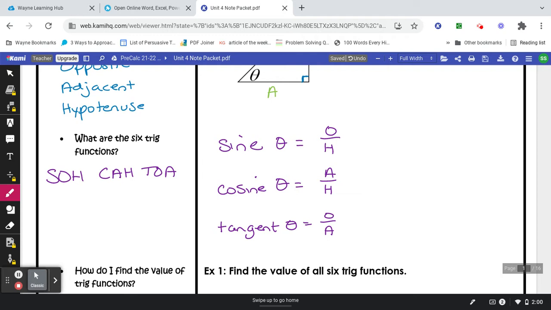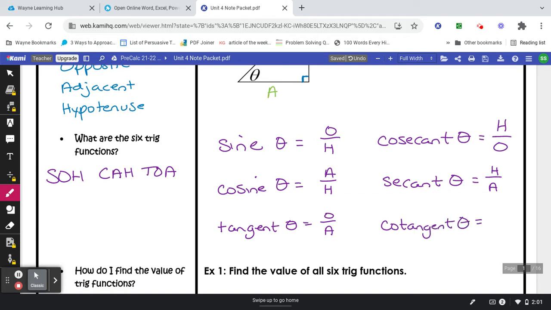There are 3 additional ones. The next one is called cosecant. And this one always pairs up with sine because it's the reciprocal. All you have to do is change the O over H to H over O. Just flip that. The one that goes along with cosine is called secant. And that would be H over A. And then cotangent, which would be A over O.